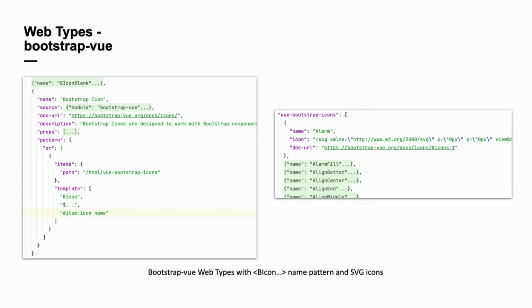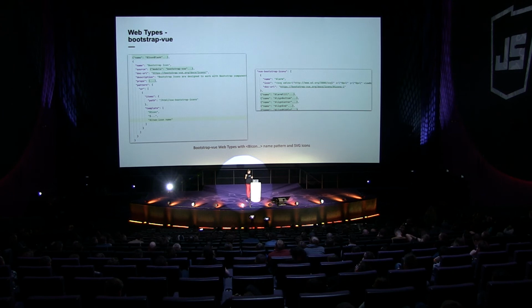And here the JSON is a little bit more complex because you have this pattern thing where you specify where to take items from, and then you specify the template, like it's B icon, then we have auto-completion, and then we have the item, and you contribute those icons to the Vue Bootstrap icons kind. In the icon property, you can specify the path to the file, or you can actually insert an SVG XML code there, and it's going to be rendered.